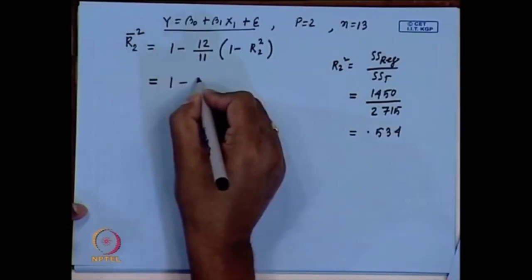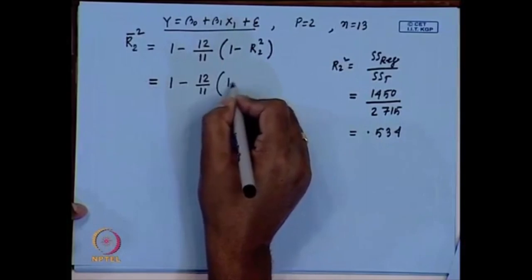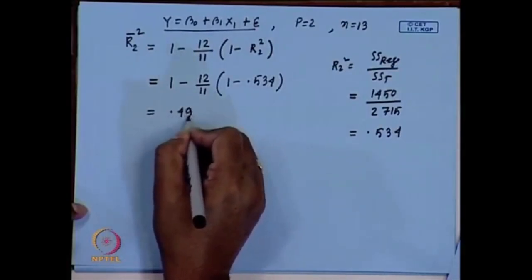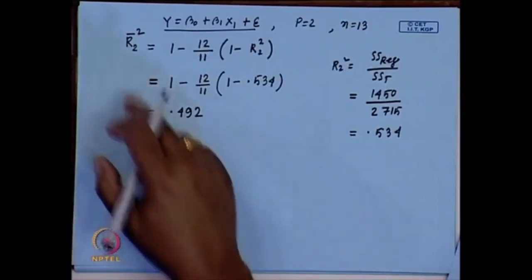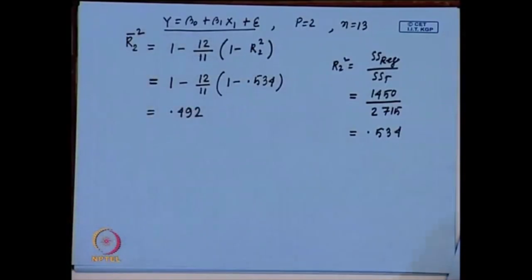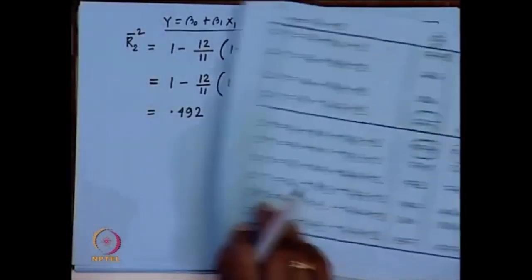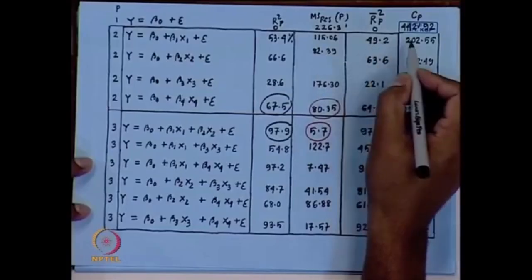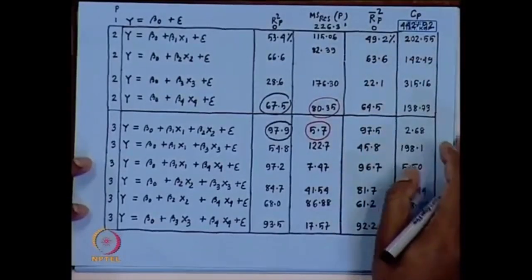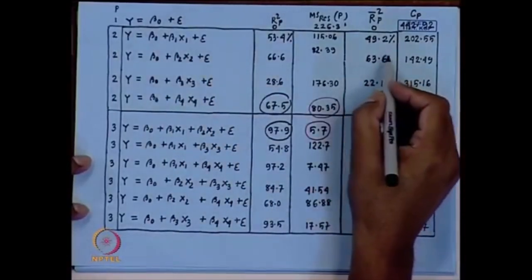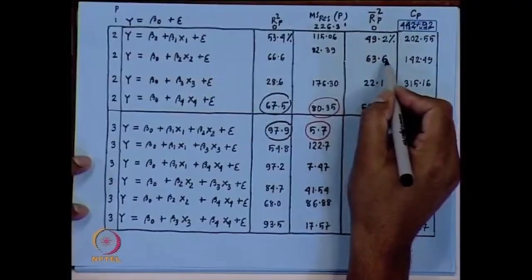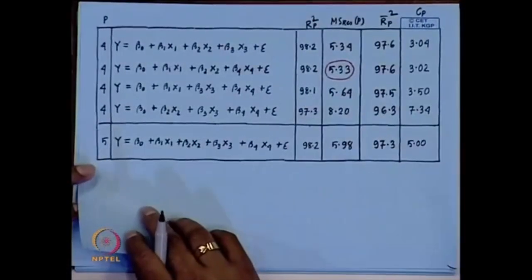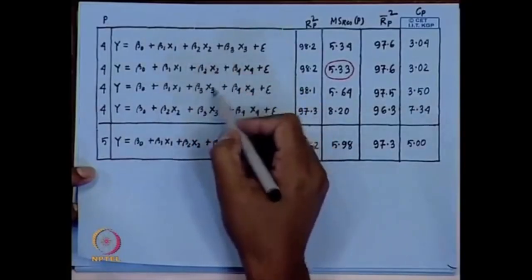So, this value is equal to 1 minus 12 by 11 times 1 minus 0.534, which is going to be equal to 0.492. So this is the value of the adjusted coefficient of multiple determination for the first model, 0.49. Here I am writing in percent, so instead of 0.492, I am writing 49.2%. Similarly, you fit the second model and you will get the value of the adjusted coefficient of multiple determination. Similarly, you do it for all the models, including those involving 3 regressors and 4 regressors.